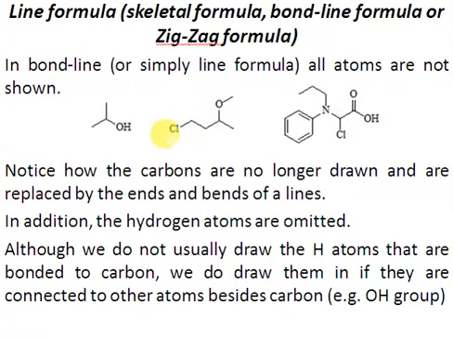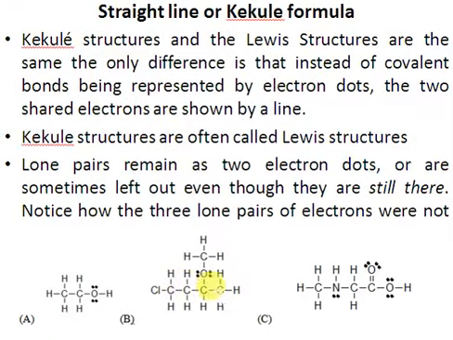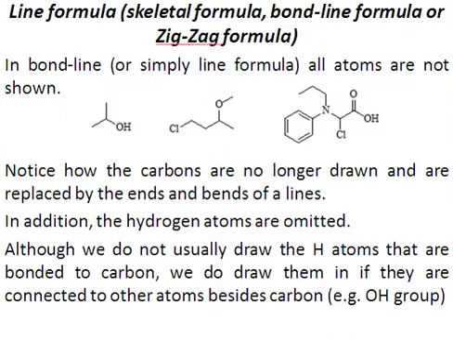The Kekulé structure is also known as the straight line formula, because all structures are presented in the form of straight lines, right? But these line formulas are presented in a zigzag manner, right? So you can see that it's in a zigzag manner. That's why they are also known as zigzag formulas, bond line formulas, skeletal formulas, or simple line formulas, right?